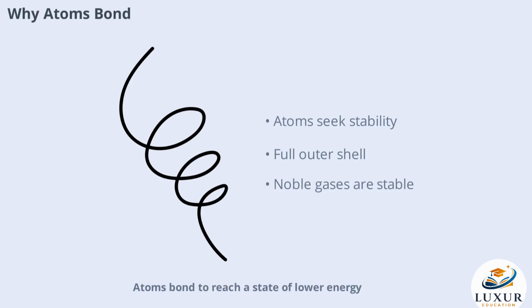Atoms bond to reach a state of lower energy, just like a ball rolls downhill to lower its potential energy. The most stable state for most atoms is having a full outer shell of electrons. Noble gases found in the last column of the periodic table already have full outer shells, which is why they rarely react. Other atoms bond with each other to fill their shells, either by sharing or transferring electrons. This drive for stability is at the heart of all chemical reactions.